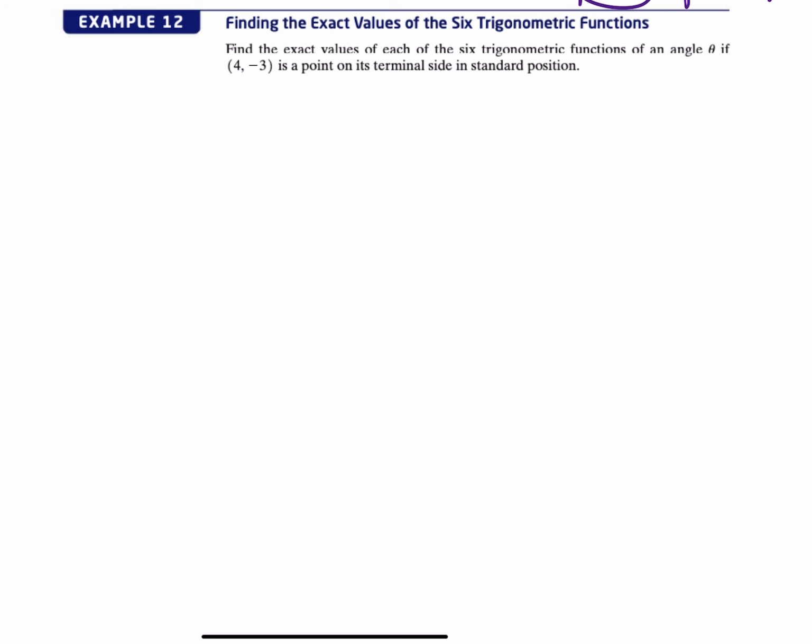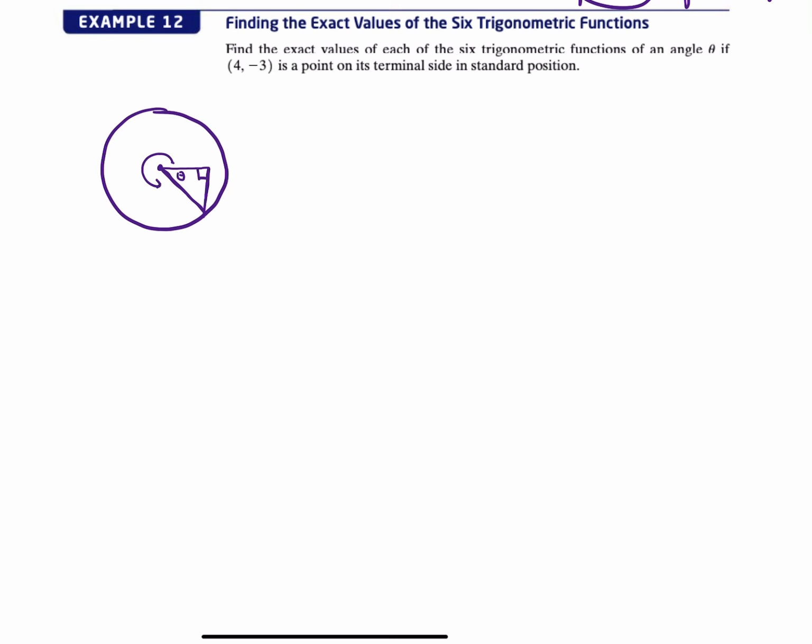This says, find the exact values of the 6 trigonometric functions of an angle theta if (4, -3) is a point on the terminal side in standard position. So that means we have some circle, we don't know the radius, it's centered at the origin, but imagine the point (4, -3). We'd have some distance of 4 and then some negative distance of 3. And then we can imagine producing a triangle like this, where this would be our angle.